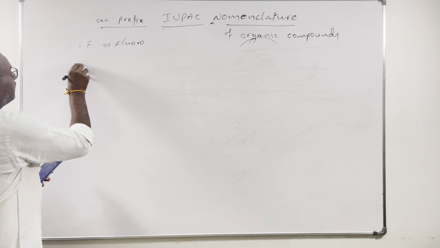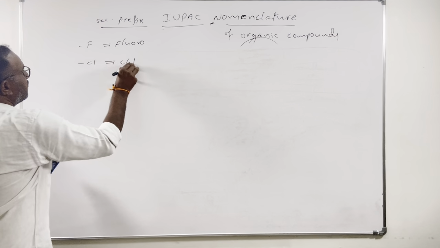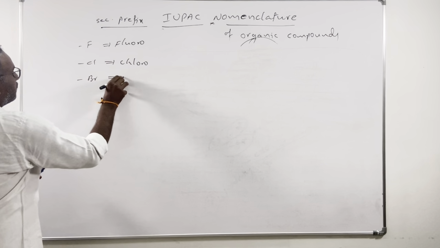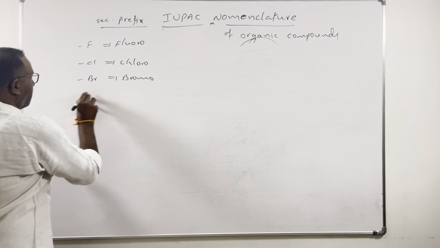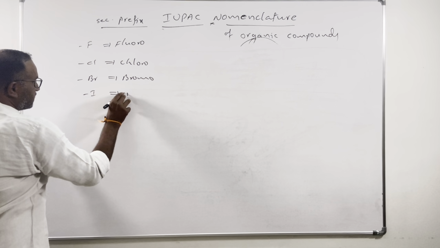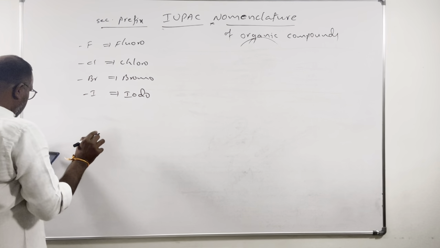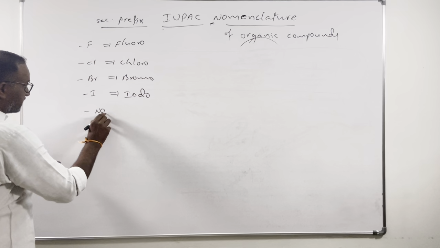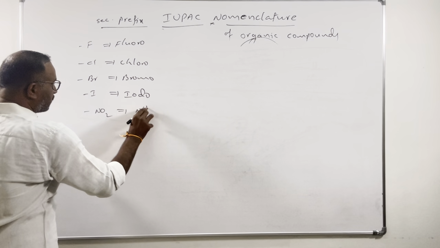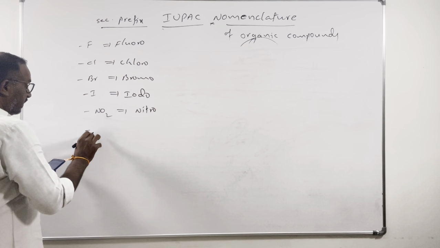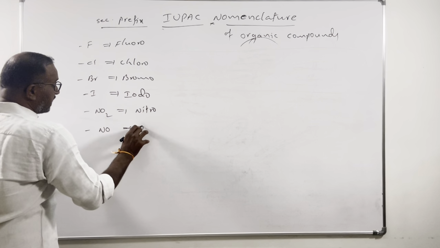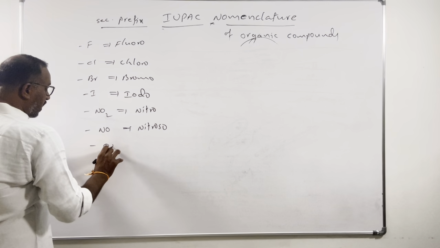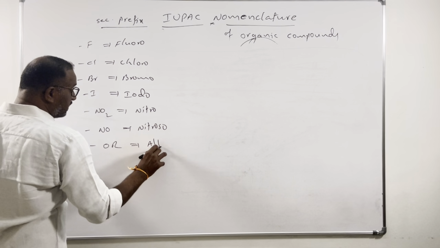First one is F, next one Cl if it is there, we have to say it as chloro. Next bromine if it is there, we have to say bromo. And if iodine is there, we have to say it as iodo. And if NO2 is there, we have to say it as nitro. And if NO is there, we have to say it as nitroso. And if OR is there, alkoxy.